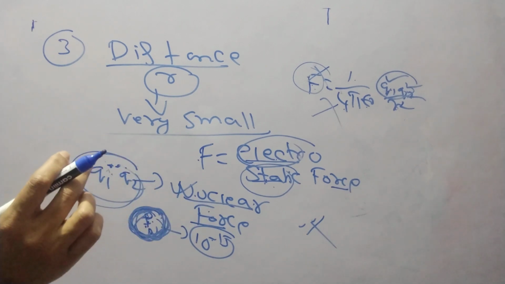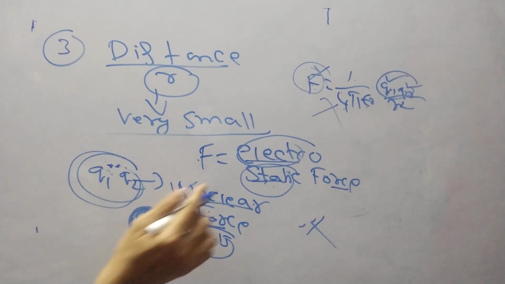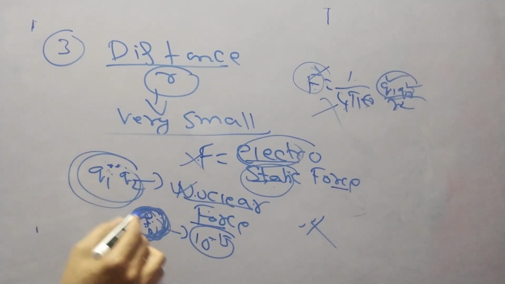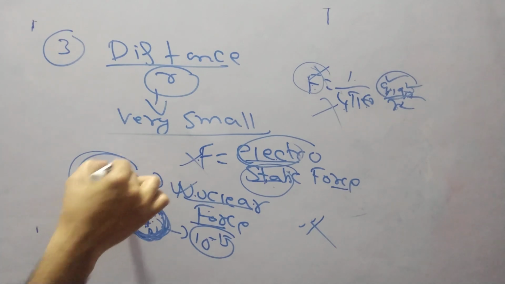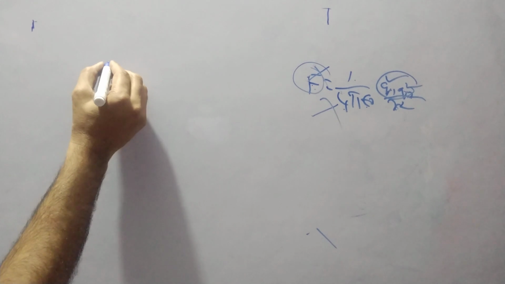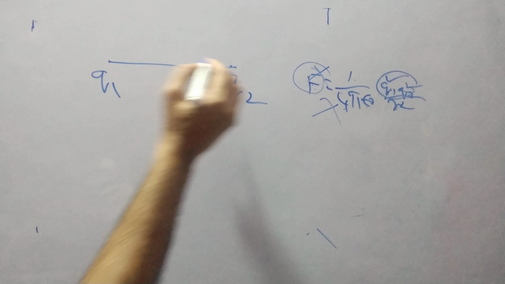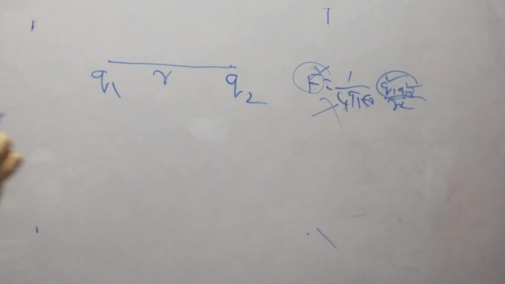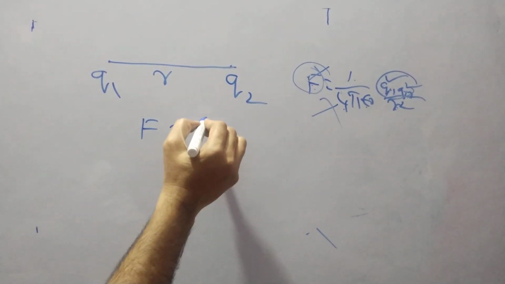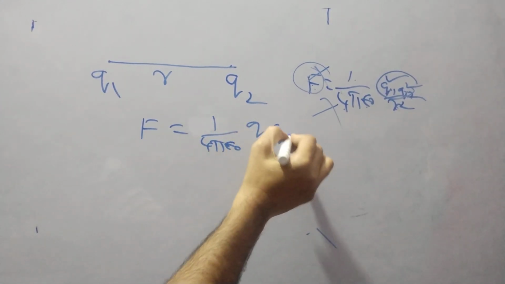For a very small distance, the nucleus will be there and the nuclear force will come in, so there is no electrostatic force. So when the distance between charges is low, the nuclear force comes in. There is no electrostatic force as defined by Coulomb's law. Whenever the charges Q1, Q2 are separated by a distance r, Coulomb's electrostatic force is defined as 1 by 4 pi epsilon Q1 Q2 by r square.